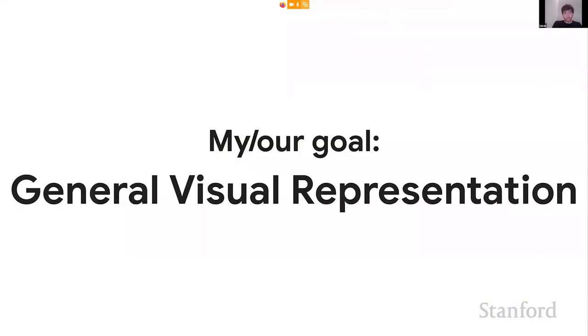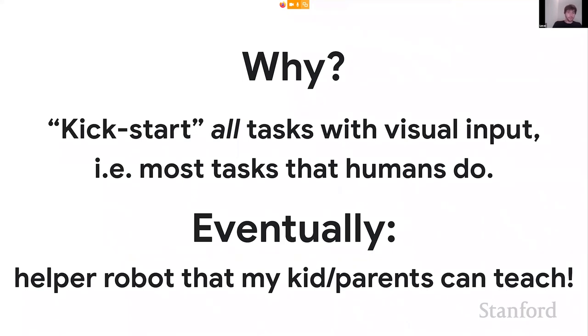My goal and that of my close collaborators is to find general visual representation, and you're going to soon see what that means. And what can we do if we imagine we have a general visual representation? The hope is that with this, we can kickstart all kinds of tasks that require visual input. That means most tasks that you do when you have your eyes open, basically. Because if you have good understanding of what you see, then you can much quicker understand what's going on and what you should do.